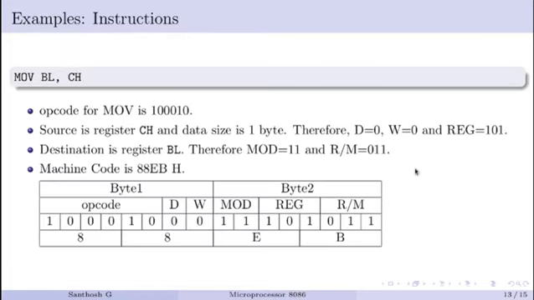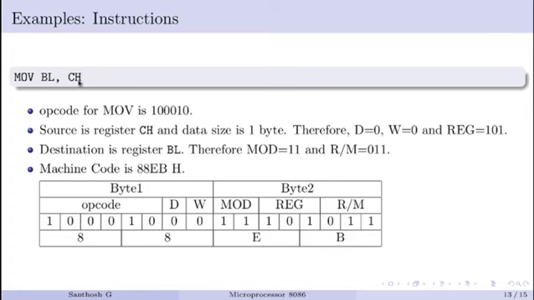Now we consider some examples. First, consider the instruction MOV BL, CH. This instruction means move the contents of the CH register to the BL register. So the source is the CH register and the destination is the BL register. The size of the data to be transferred is 1 byte, and therefore the W field should be 0.